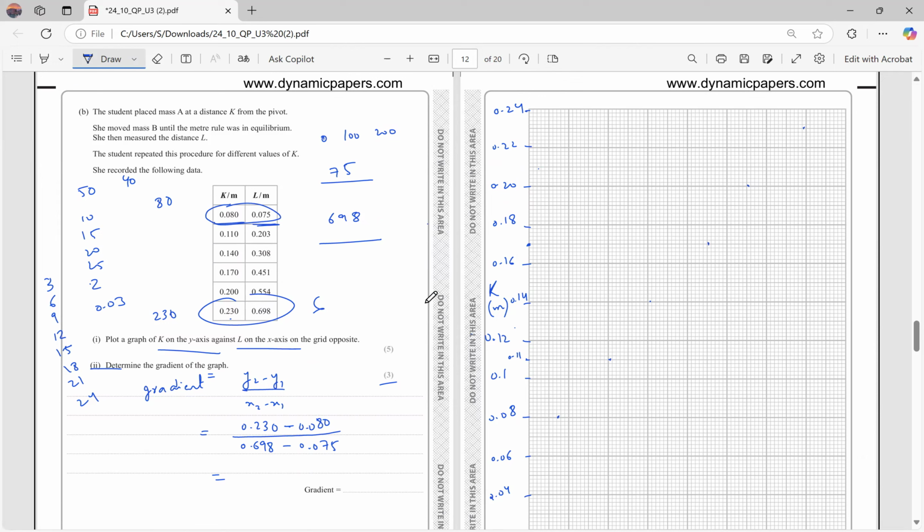So I got 0.24 here. There would be no unit of the gradient because K is in meters and L is in meters. So meter and meter cancel out.